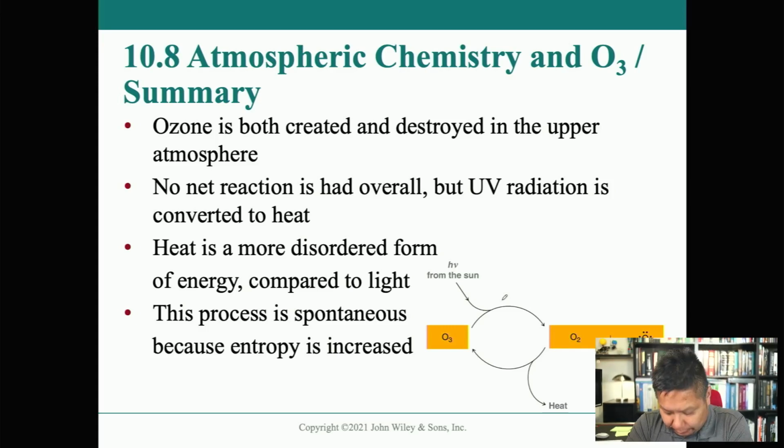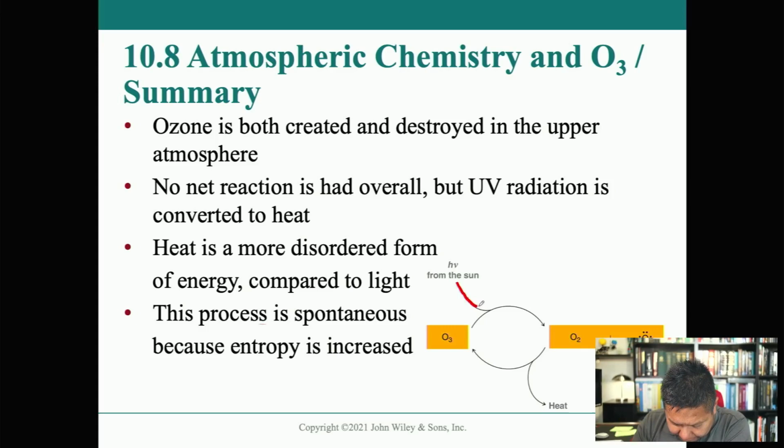Okay, so now we have ozone. Let's talk about ozone in the atmosphere. Turns out that ozone is both created and destroyed in the upper atmosphere, and there's no net reaction overall, but UV radiation is converted into heat. Heat is a more disordered form of energy compared to light, and this process is spontaneous because the entropy is increased.